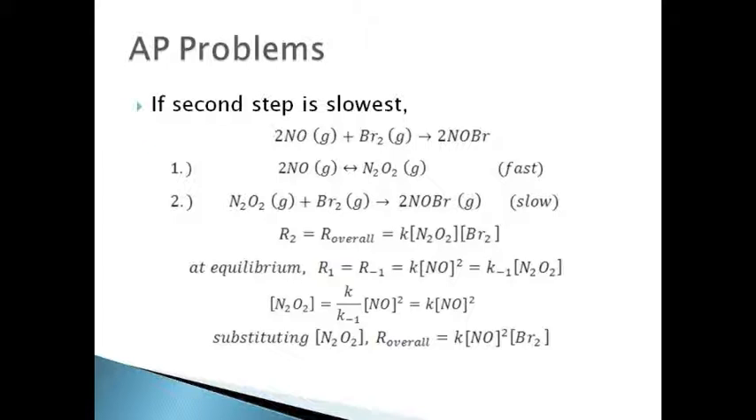Now that we solve for the concentration of N2O2, we can substitute everything back into our first R overall equation. So then we get that the rate overall is a constant times the concentration of nitrogen monoxide squared times the concentration of bromine.